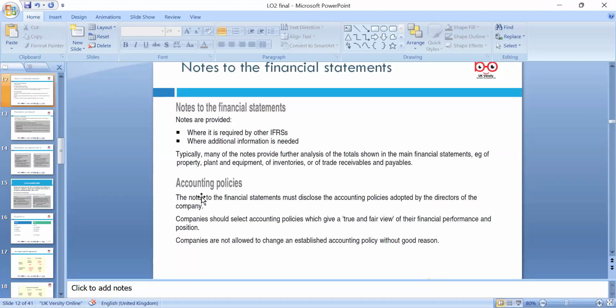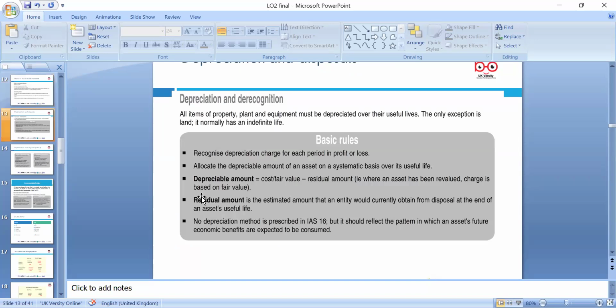like if you're using inventory valued on the first in first out method, and you want to change to the last in first out method of valuation, then of course you have to make sure you restate the figures of the previous years, because otherwise you're not giving true and fair information. Comparative figures. Okay, depreciation, please.